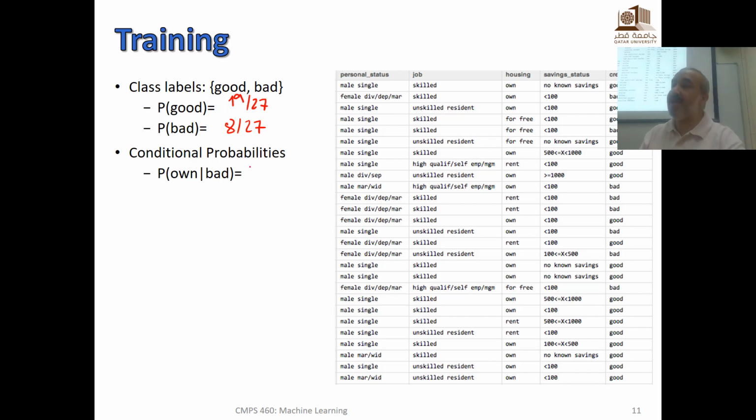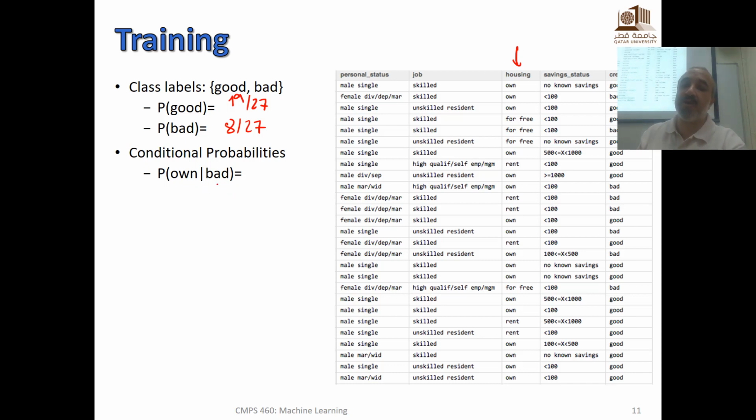For example, let's focus on housing now. I need to compute the probability of every possible value of housing given every possible value of the class. So how many probabilities for housing do we need to compute? How many possible values are there? Own, for free, rent. Anything else? 3. And how many classes do we have? 2. So for the feature housing, there are 6 probabilities that we need to compute. The first one is the probability of own given bad.